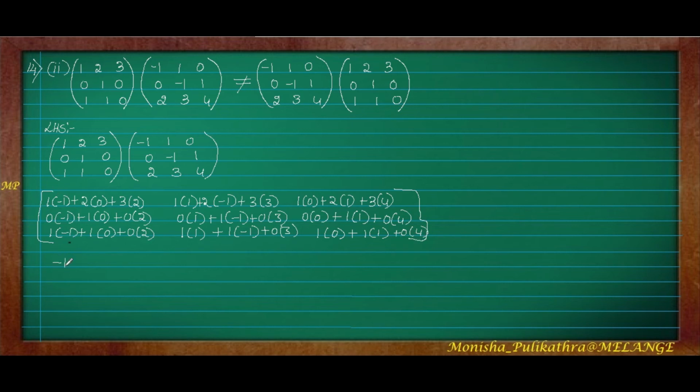So 1 into minus 1 is minus 1. Here 2 into 0 is 0 plus 3 2s are 6. 1 into 1, 1 minus 2 plus 9. Here 0 plus 2 plus 3 4s are 12. Here again into 0, so it will be 0 altogether. So here 0 minus 1 plus 0. Here 0 plus 1 plus 0. Next is minus 1 plus 0 plus 0. Here 1 minus 1 plus 0 and 0 plus 1 plus 0.